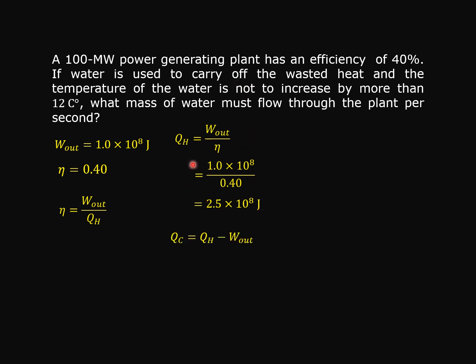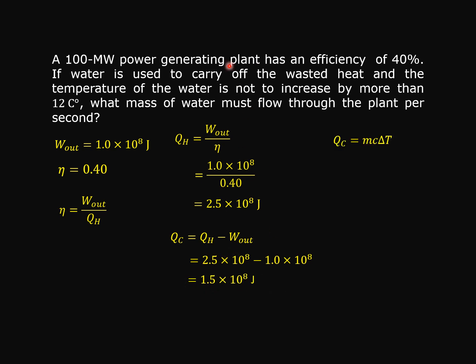We already have the QH value and the output work. Now we can find the QC, the wasted heat, which is equal to QH minus the output work. We substitute the QH value, 2.5 times 10 to the power of 8, and the output work, which is 1.0 times 10 to the power of 8. Then we obtain the QC as 1.5 times 10 to the power of 8 joules. This is the heat wasted in every second.